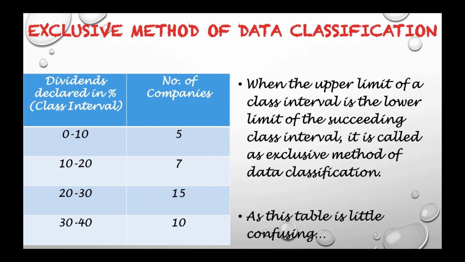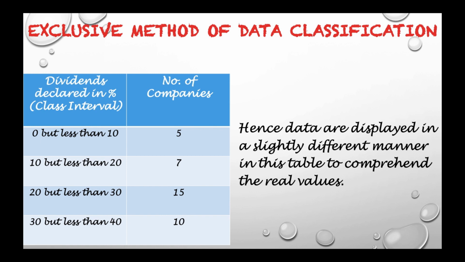But this table is a little confusing, as we see 10 in the first class interval as well as the number 10 in the second class interval. Hence, data are displayed in a slightly different manner in this table to comprehend the real values. Here we write it in a different format: 0 but less than 10, 10 but less than 20, 20 but less than 30, 30 but less than 40.